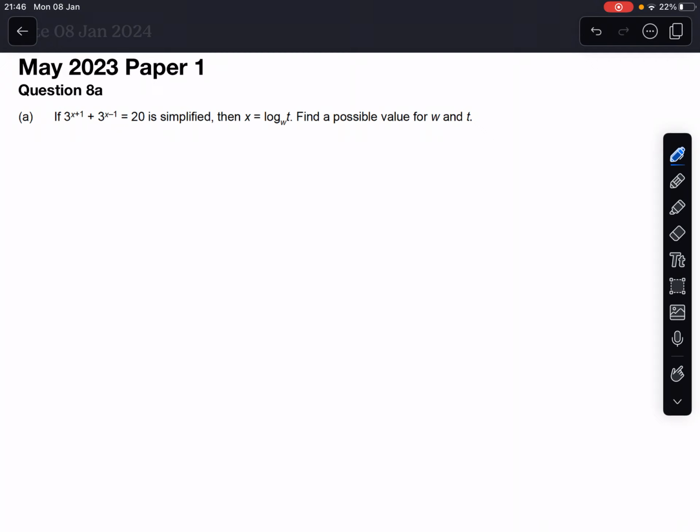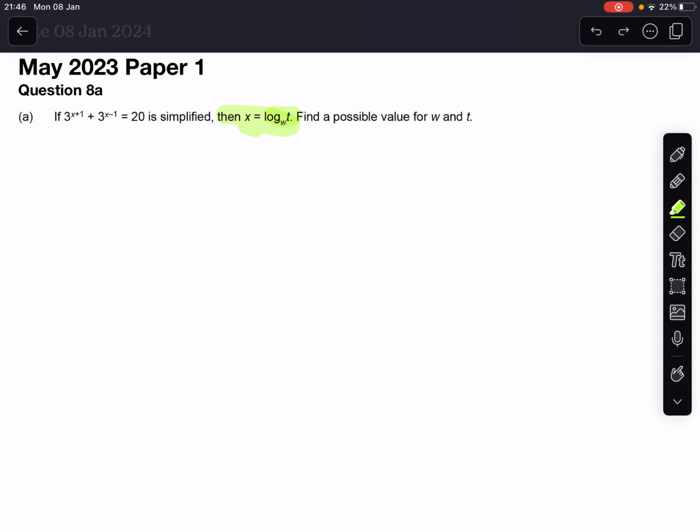Right, so I just want to begin by focusing on this bit over here, because I think it's going to give us a goal to work towards. So x is equal to log base w of t. We want to rearrange this so that we end up with something like that over there. So the question is, how do we go about that?